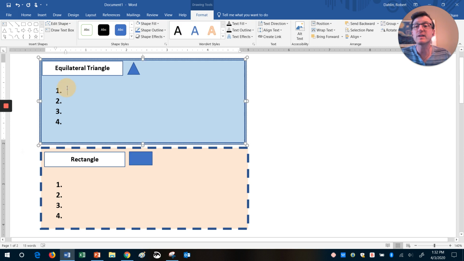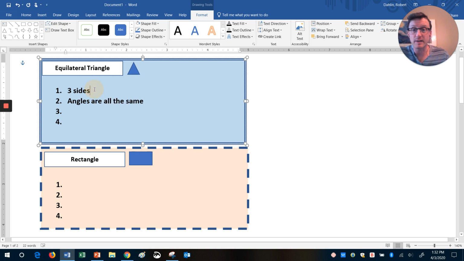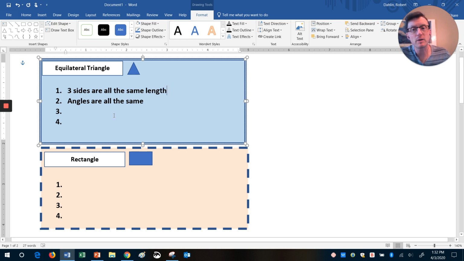Okay. And this is just going to be an example of how you're going to do this on the lab. So in an equilateral triangle, I want to list out all the different things that I can see about that equilateral triangle. So for example, I see that it has 3 sides. Okay. I see that it has angles. And if you know your geometry, we know that the angles are all the same. I can also say that the 3 sides are all the same length. Okay? So angles are all the same, the 3 sides are all the same length.